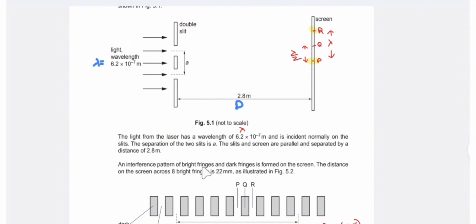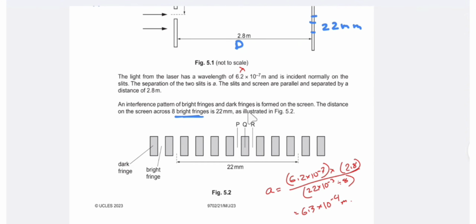The interference pattern of bright fringes and dark fringes is formed on the screen. The distance on the screen across 8 bright fringes is 22 millimeters, as illustrated in figure 5.2. So the distance across 8 fringes is 22 millimeters. Count them: 1, 2, 3, 4, 5, 6, 7, 8.